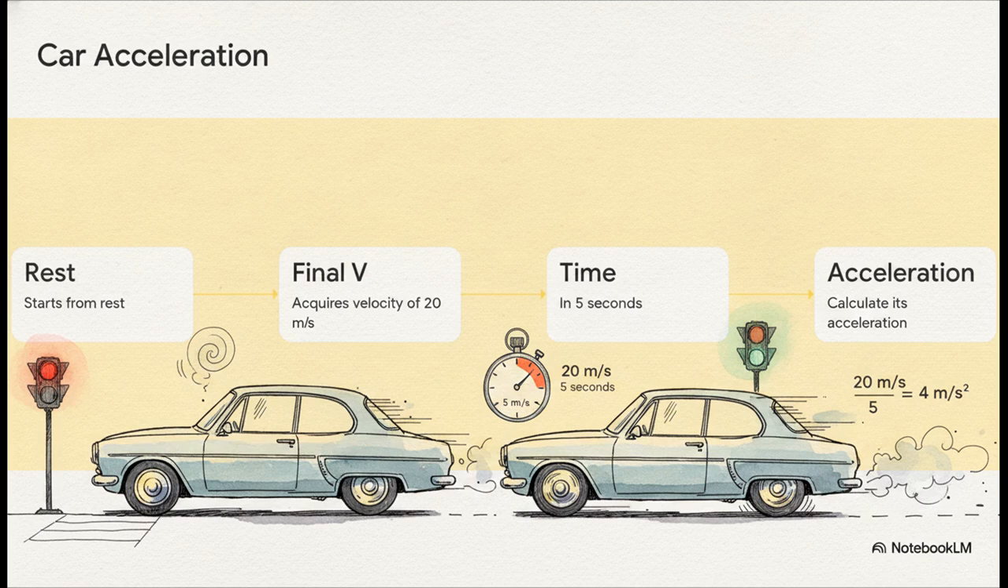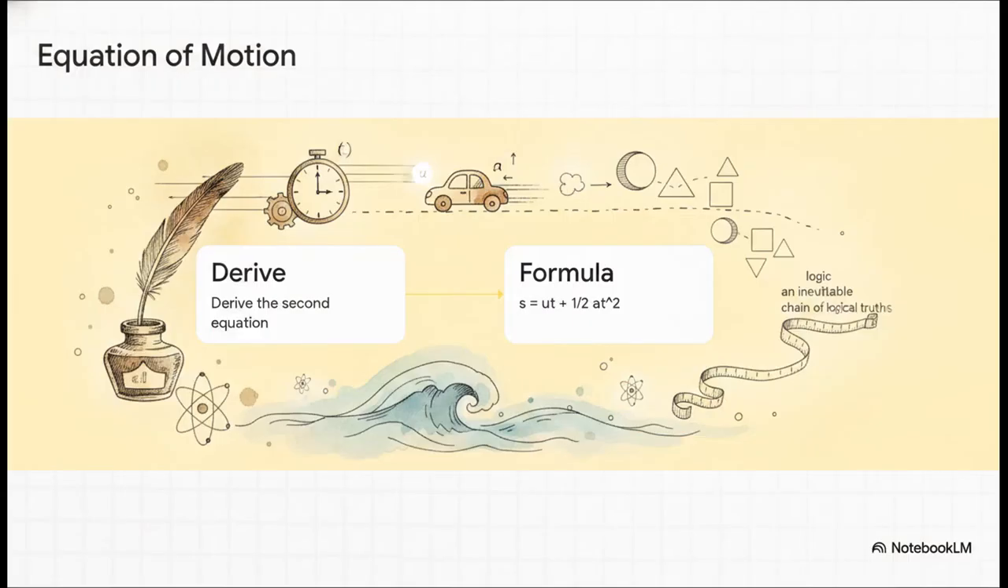Well, your velocity changed by 20 meters per second over the course of 5 seconds. 20 divided by 5 equals an acceleration of 4 meters per second squared. See? You just mathematically narrated a real-world driving experience. Now this brings us to deriving the second equation of motion, S equals ut plus 1/2 at squared.